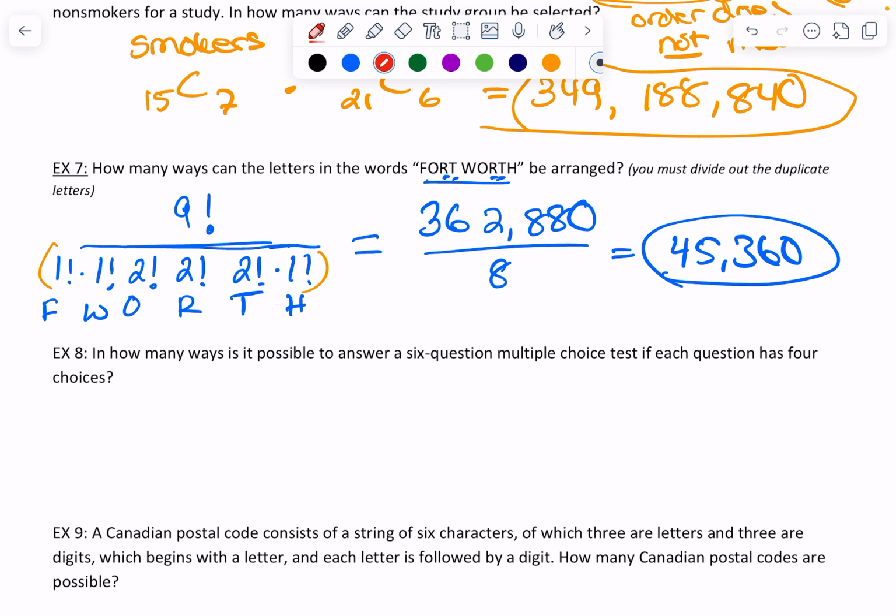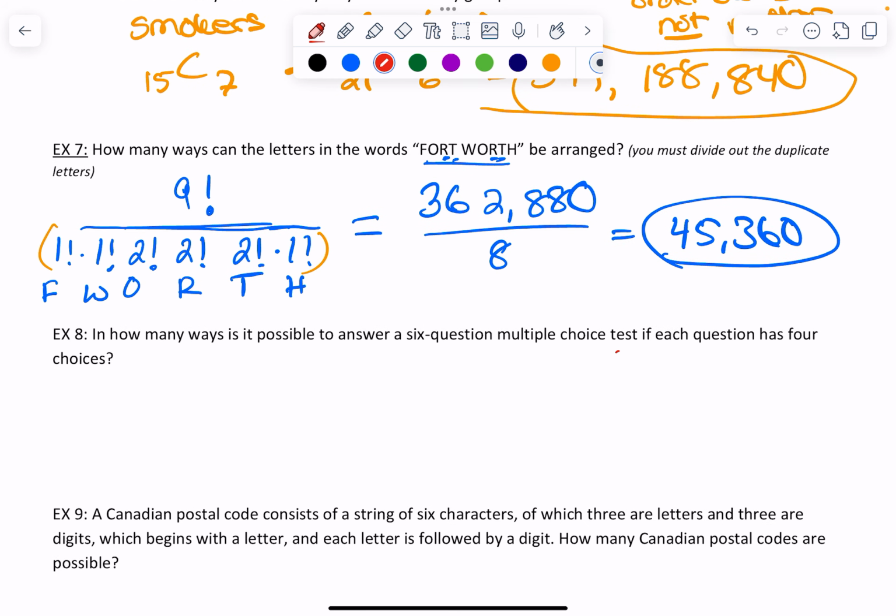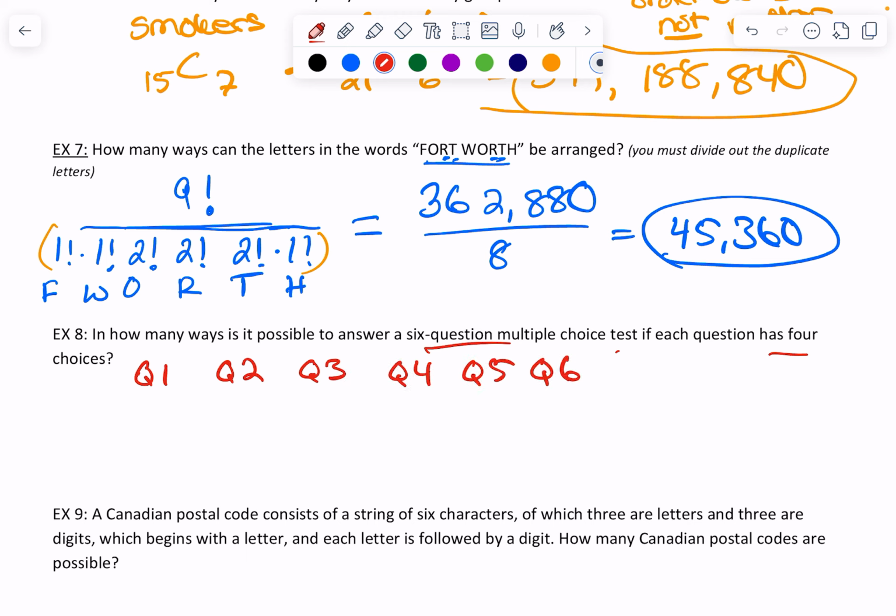All right, in how many ways is it possible to answer a 6-question multiple choice test if each question has 4 choices? So this one here, we've got question 1, question 2, question 3, question 4, question 5, and question 6. Each one has 4 choices. So 4 times 4 times 4 times 4 times 4 times 4. This would be 4 to the power of 6, which gives us 4,096.